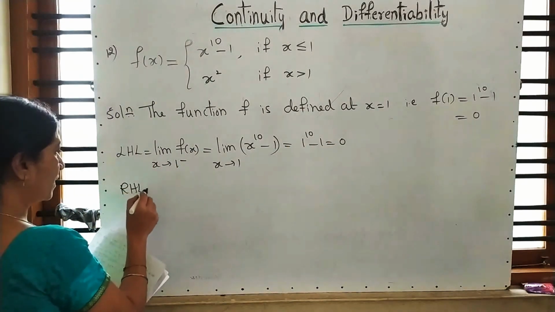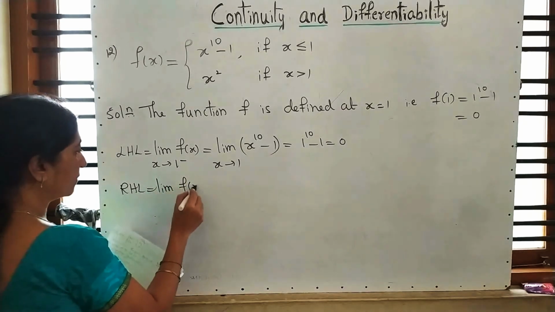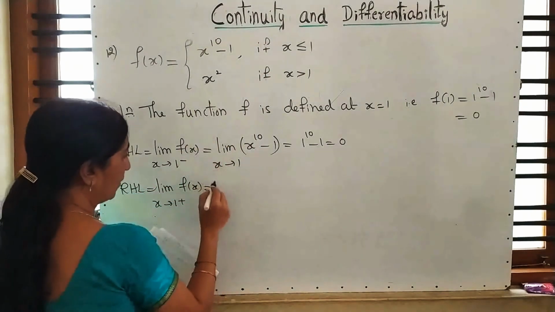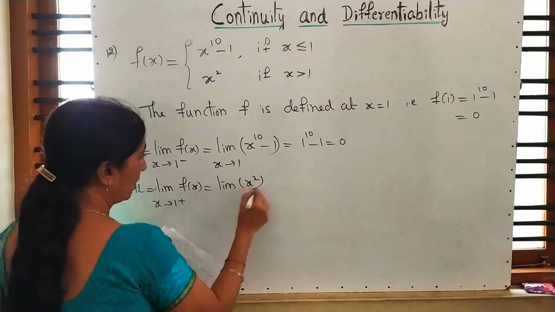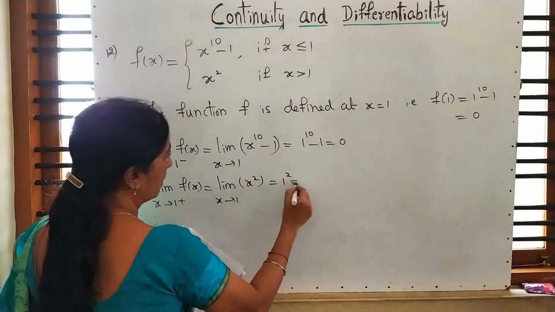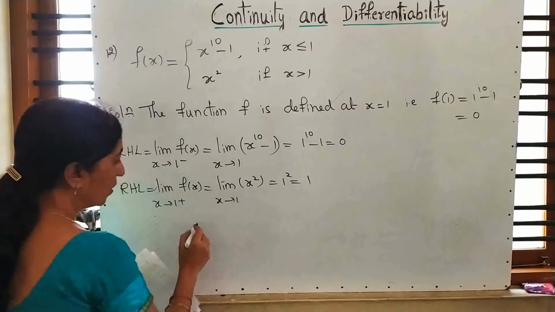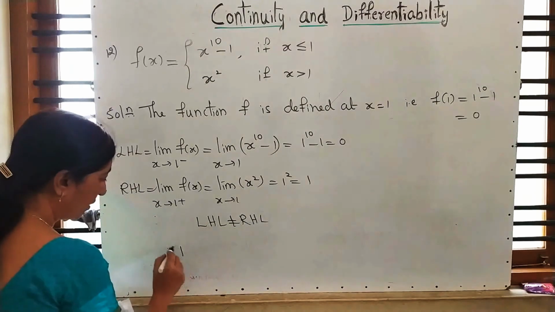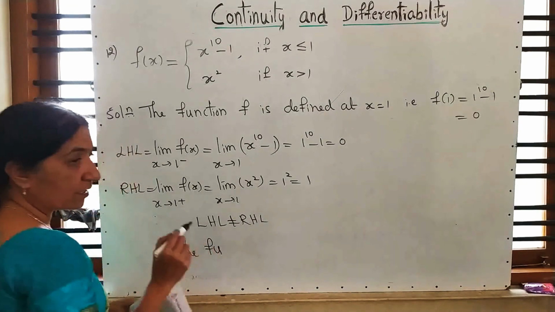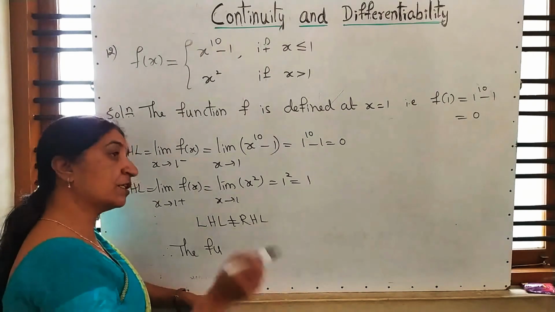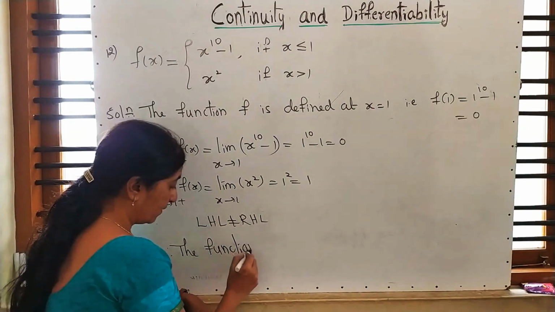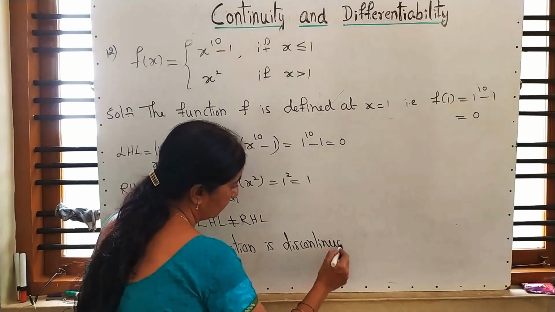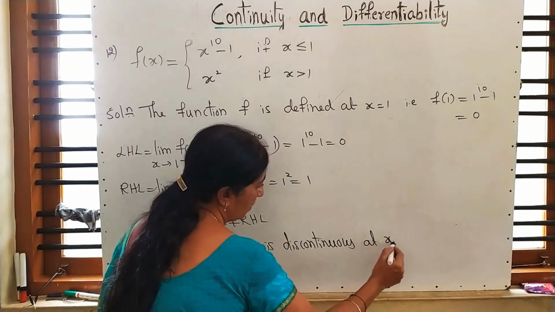And right hand limit. x tends to 1 plus. In which expression is it greater than 1? Second one. Limit x square as x tends to 1 is 1 square, that is 1. See, when you observe these two, LHL is not equal to RHL. Therefore, you can write the function is discontinuous at x is equal to 1.